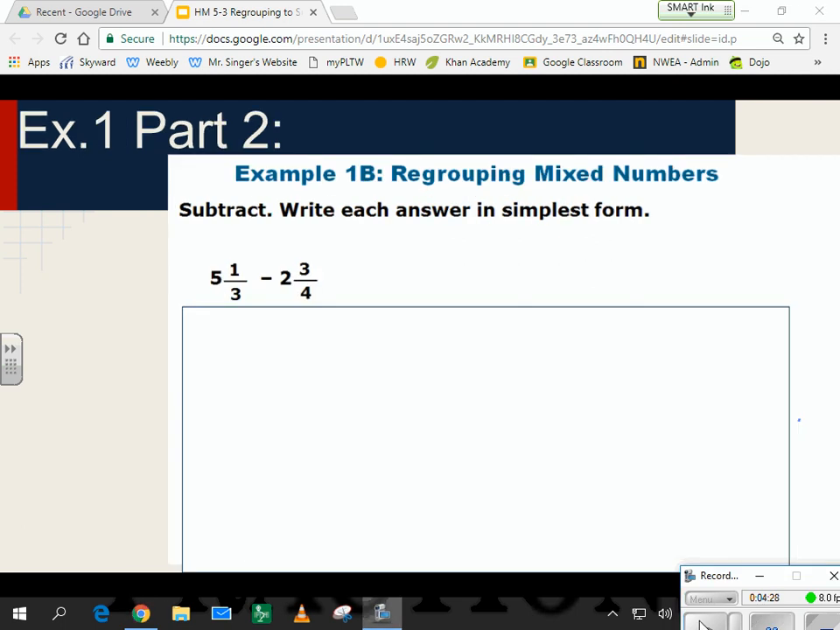Okay, for this one, I'm going to show you two methods. I'm going to again show you the regrouping that we just did, and the other one I'm going to do is the improper way, which is making it an improper fraction. So when we have this problem with regrouping, the one thing you'll notice is for this situation we have unlike denominators, so we got to make them like.